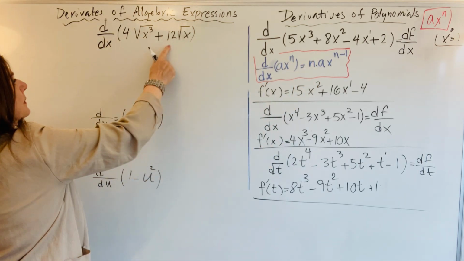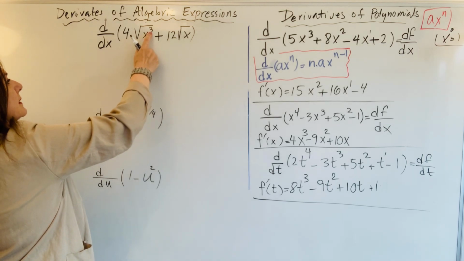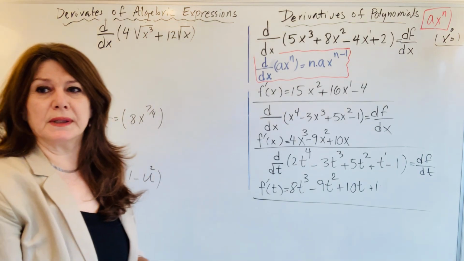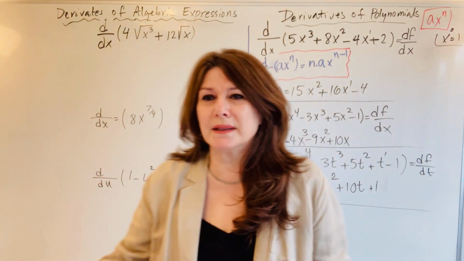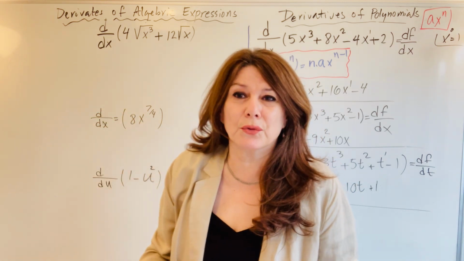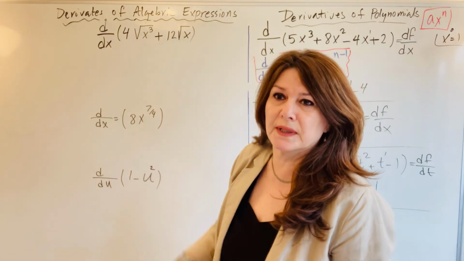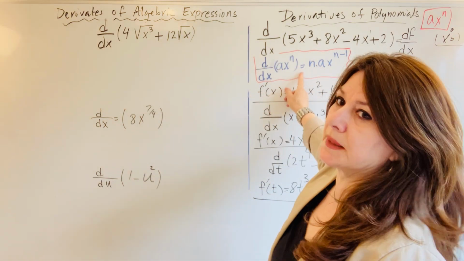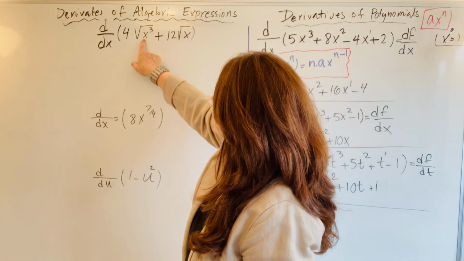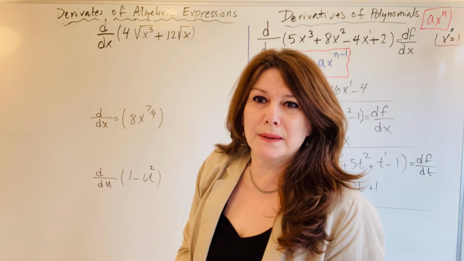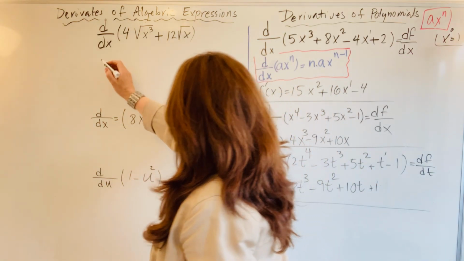But this is not a polynomial because when we have a radical here, the radical has an exponent like a fraction. Fraction is not a whole number. That's why this is not a polynomial, but we call this an algebraic expression. But we follow the same rule. Okay, we can simplify this and write this x as a fraction on the exponent.